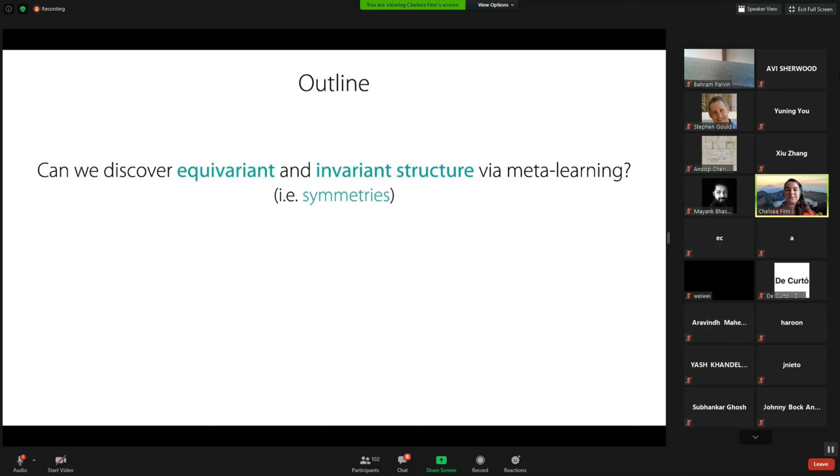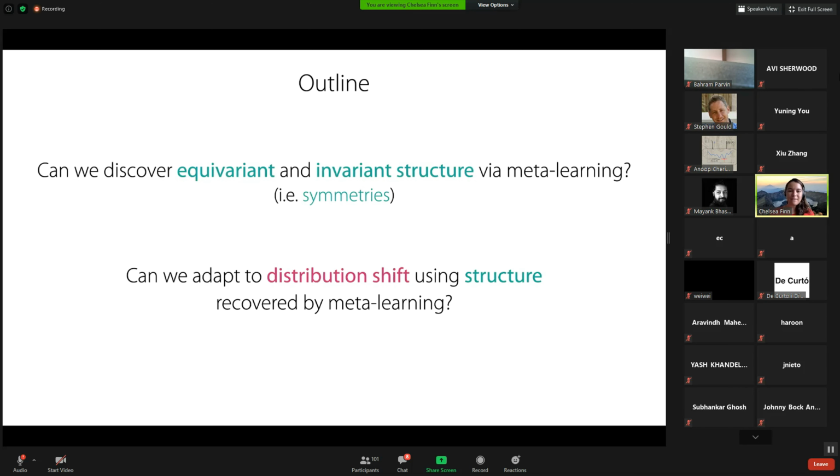equivariance or invariance. And we want to see if we can discover equivariant or invariant structure via meta-learning, essentially if we can discover symmetries in the data, and then transfer that structure to new tasks to be able to transfer more effectively to tasks that may be a little bit different. And in the second part of the talk, we'll see if we can try to adapt to a distribution shift in the data, specifically using the structure recovered by meta-learning.